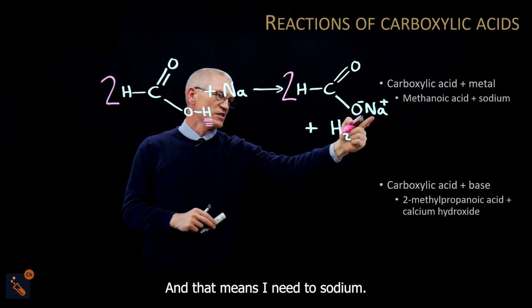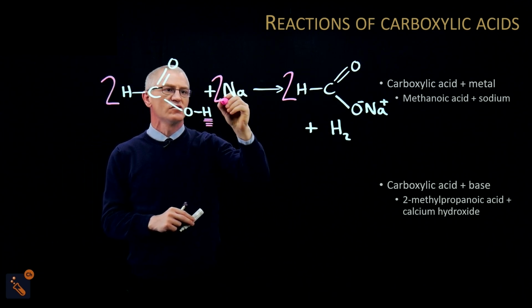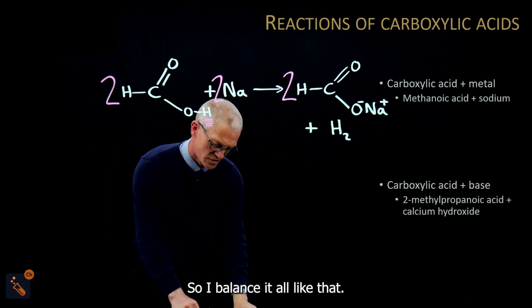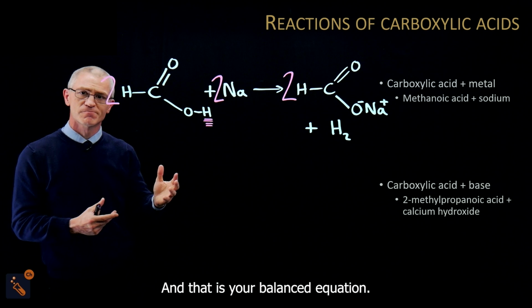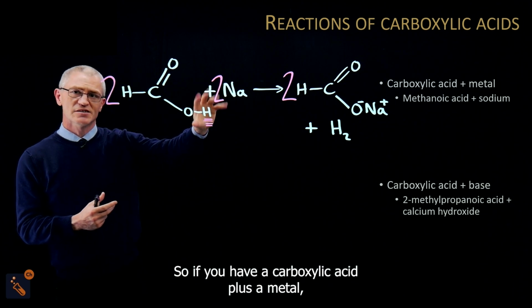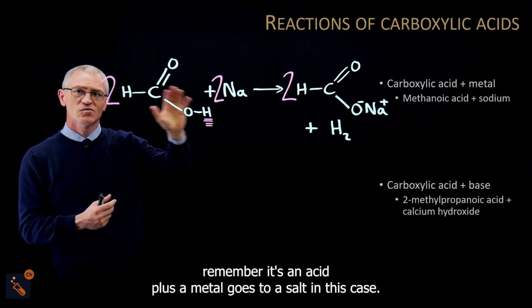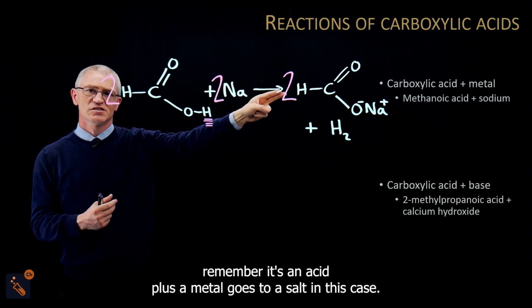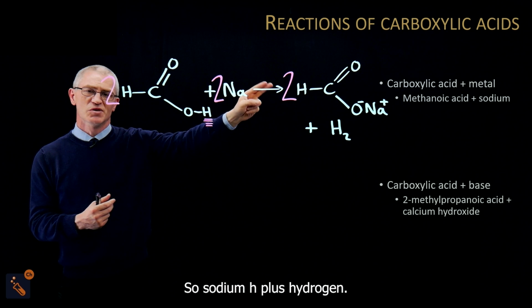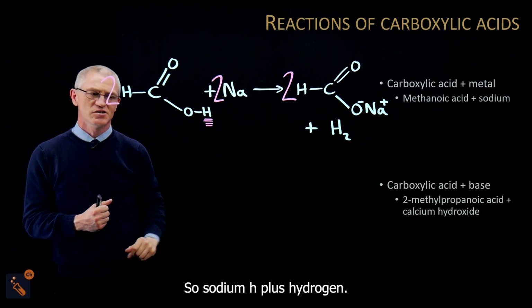And that means I need two sodiums. So I balance it all like that. And that is your balanced equation for if you have a carboxylic acid plus a metal. Remember, it's an acid plus a metal goes to a salt, in this case sodium methanoate plus hydrogen.